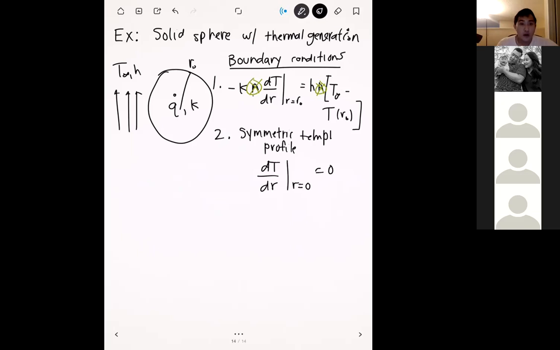Okay, let's go ahead and start solving our heat equation. In this case, we're going to start from a different point: the heat equation with thermal generation. So we have one over r squared times d/dr of k r squared dT/dr. Sorry, there's a d/dr out here, can't forget that. Plus q dot is equal to zero. What we need to do first is isolate the derivative term on its own. So we're going to subtract q dot from both sides and then multiply by r squared over k.